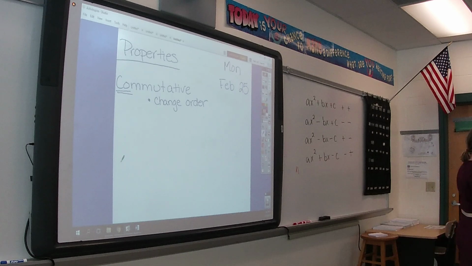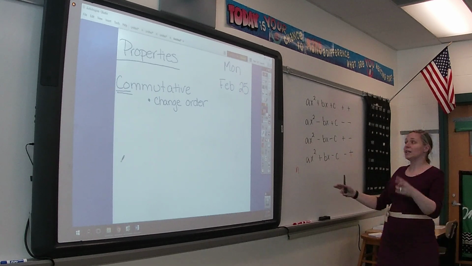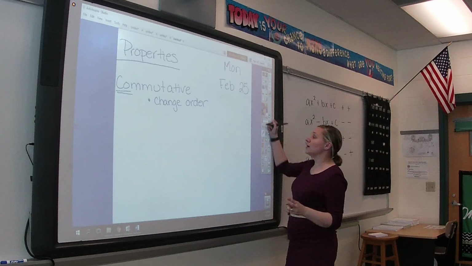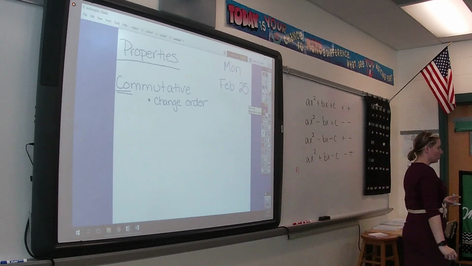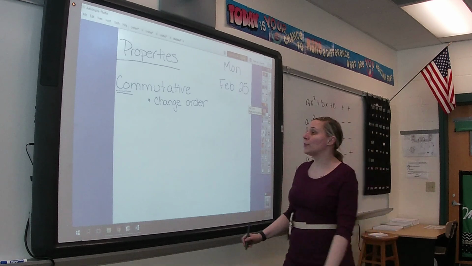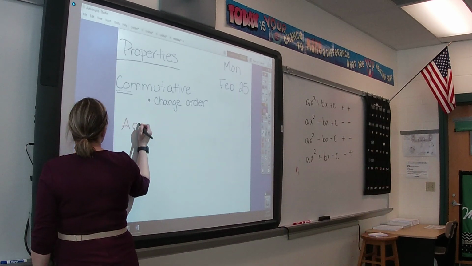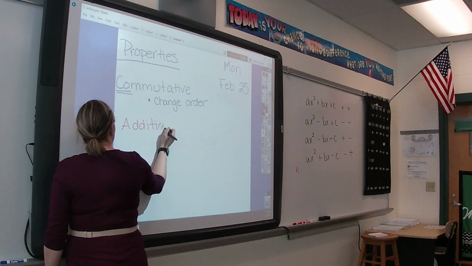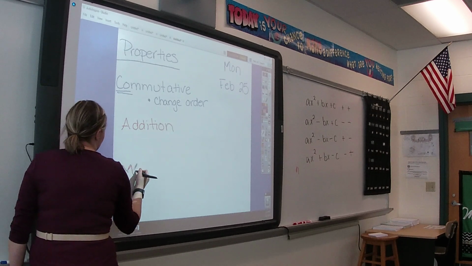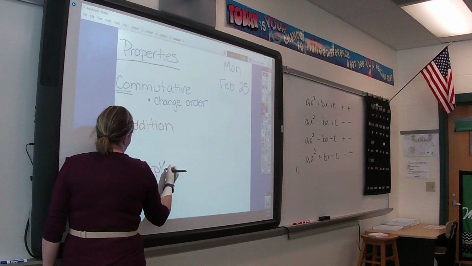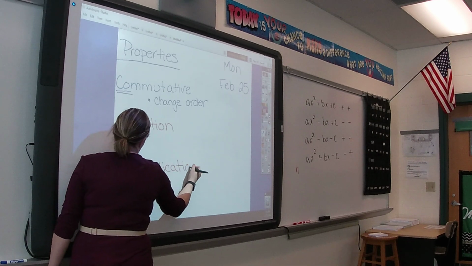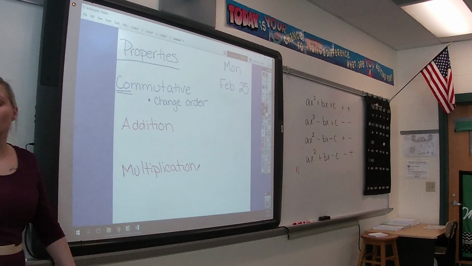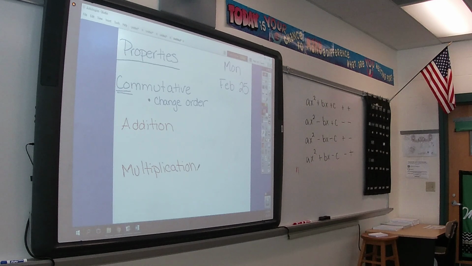Okay, so in the math world, you can't just do whatever. There are actually rules and properties that tell us what we can do. And the commutative property says in two situations, it's okay to change the order. There is a commutative property of addition. And there is a commutative property of multiplication.